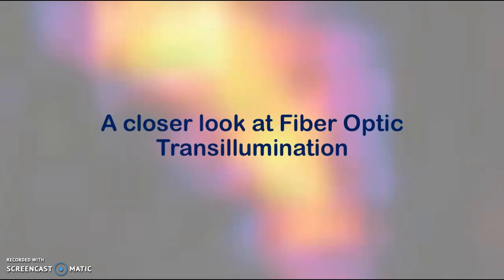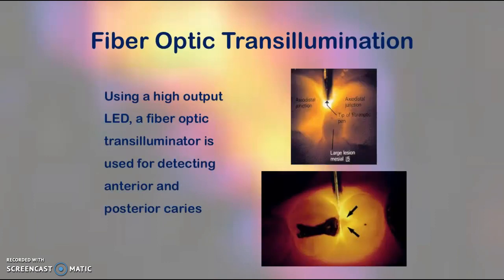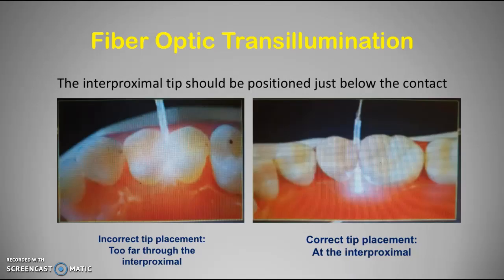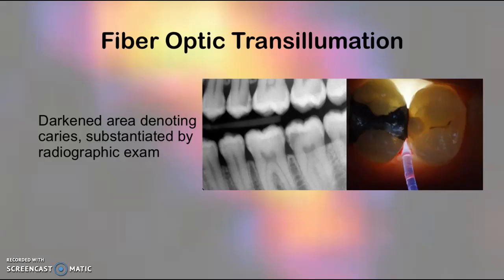So let's have a closer look at fiber optic transillumination. Basically, these devices use a high output LED to detect anterior and posterior caries. These devices are also useful to detect coronal fractures and root canal orifices. As mentioned in the previous slides, it can detect interproximal caries as well using accessory tips. The correct way is to just put the tip in the center of the tooth and not poke it through and through between the teeth.